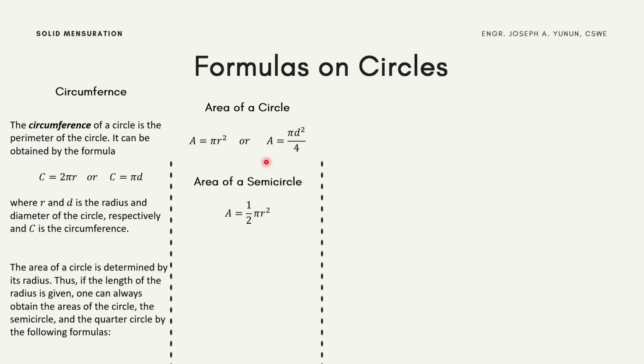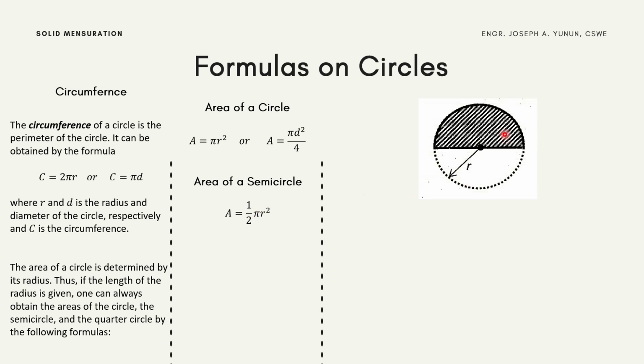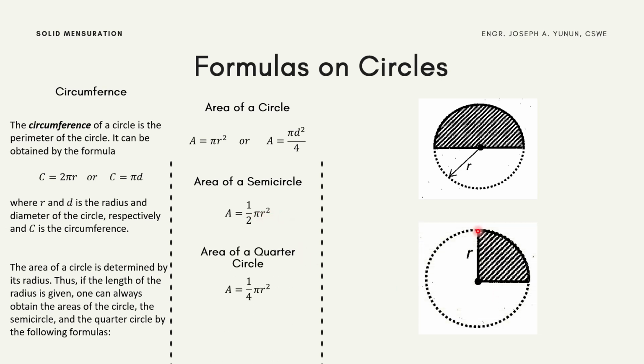We also have the area of a semicircle, that is half a circle. Given the radius, you divide the area of a circle by 2, so you have 1/2 pi r squared. For a quarter circle, you divide the area of the circle by 4, so you'll have the formula 1/4 pi r squared, or pi r squared all over 4.